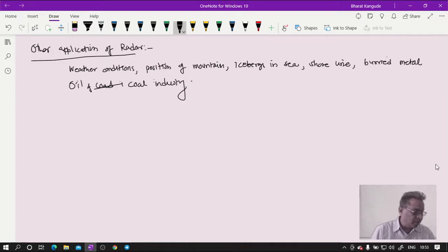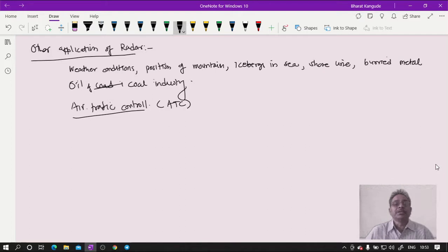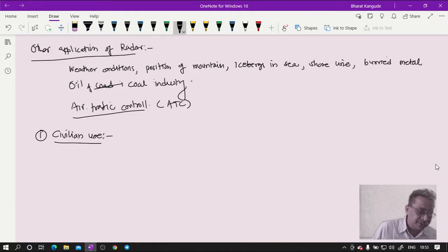These are to be named as a few, and as I said, at the airport, there is the air traffic controller, air traffic control, that is called ATC. Okay, and then we find there is a large application of this radar technology in this ATC, that is to be understood very well. Now let's list some of the important applications. That is civilian use. Civilian use means it is used at different locations by civilians.